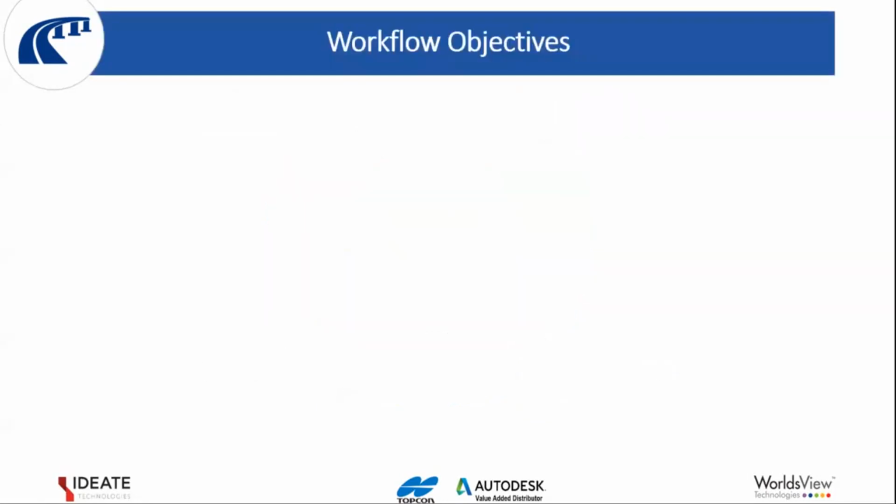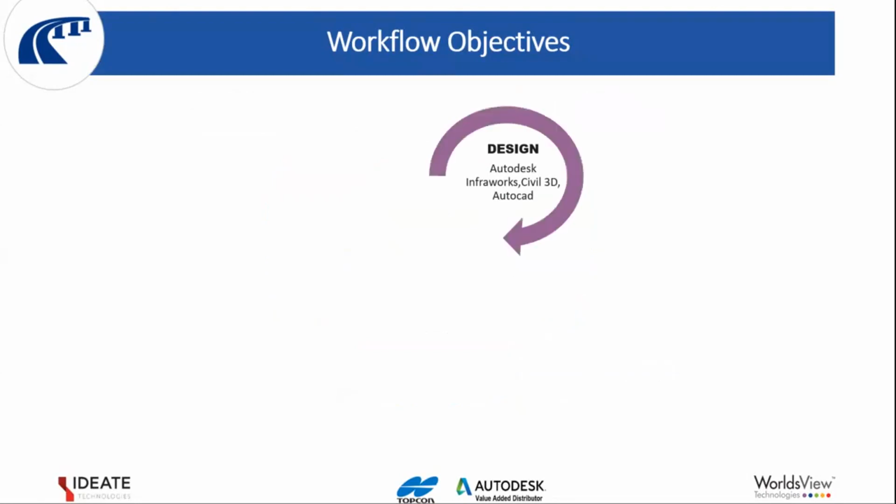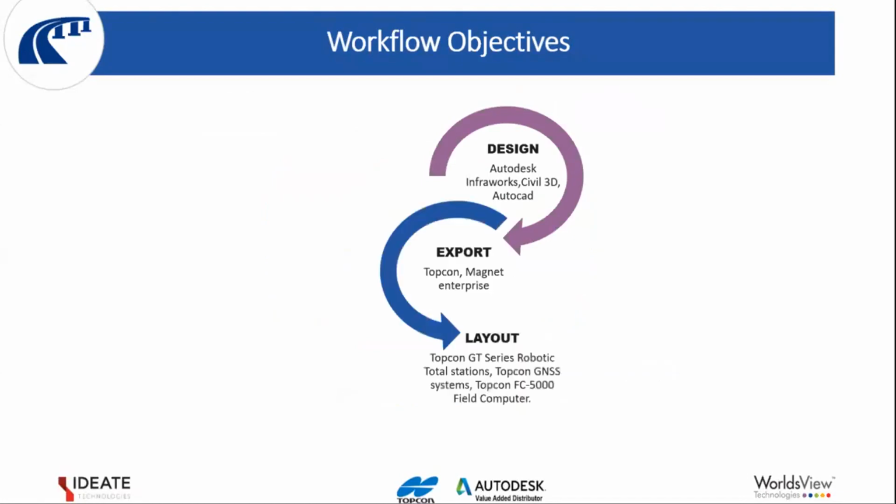Now moving to the workflow objectives, there are mainly 3. The first one is the design using Autodesk InfraWorks, Civil 3D, and AutoCAD. And then we have the export using Topcon Magnet Enterprise. And after that comes the layout using Topcon GT robotic total stations, Topcon Genesis systems, especially HyperHR, and the Topcon FC-5000 field computer.